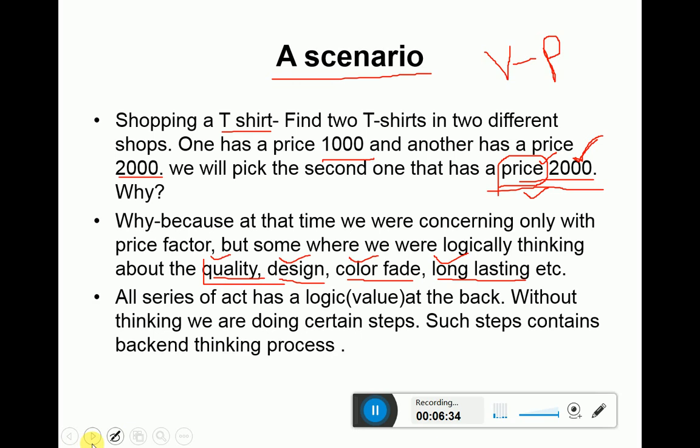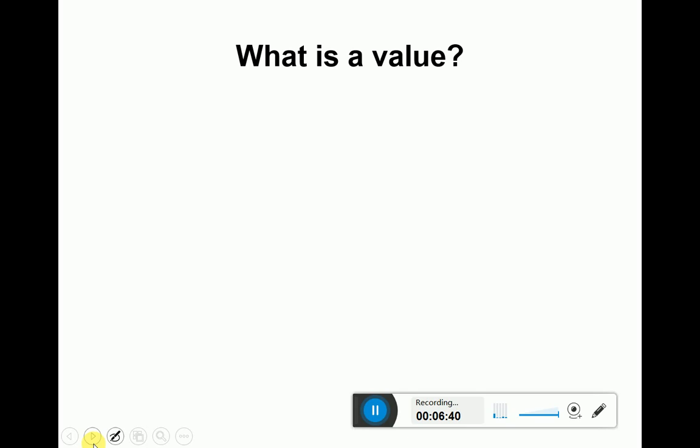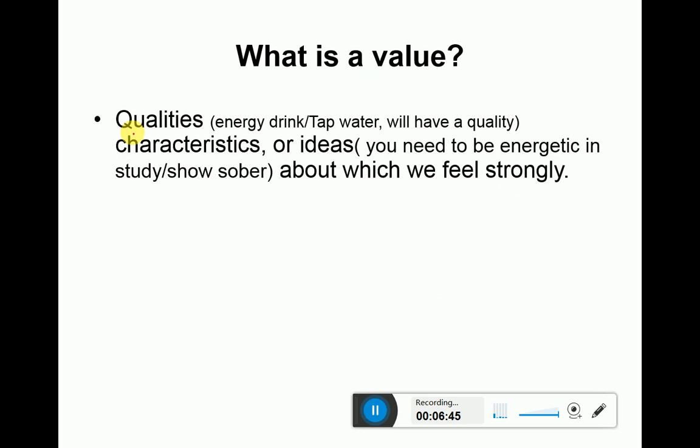Now we will move to the next, what is really the value. Now we can say value, the qualities, values can be of characteristics, and values can be about the ideas about which we feel strongly. It can be the quality, it can be the characteristic, and it can be an idea. So any quality, any characteristic, or any idea about which I or we are feeling very strongly, we give proper value, importance to the quality, characteristic, or idea, such is known as a value.